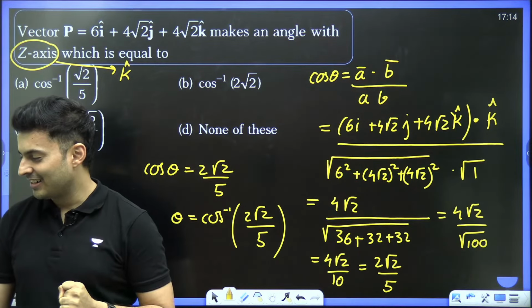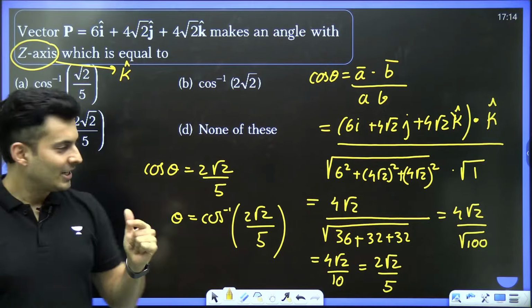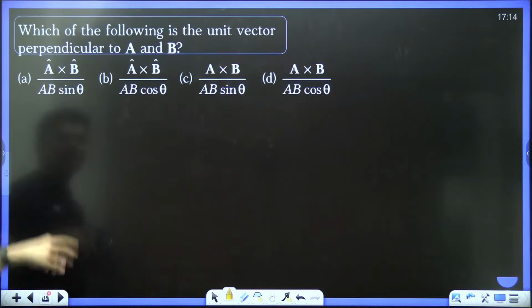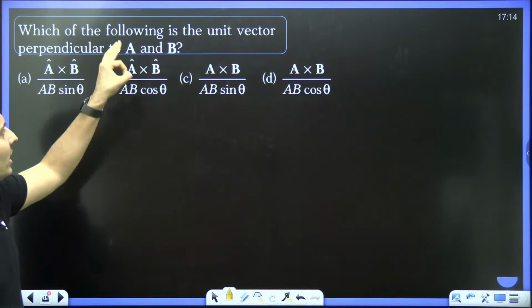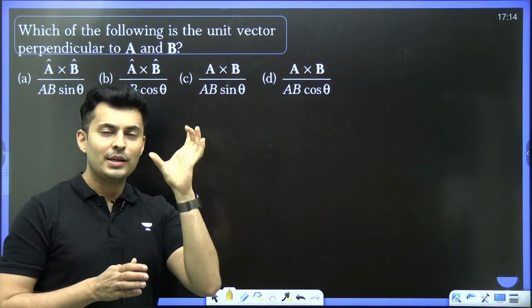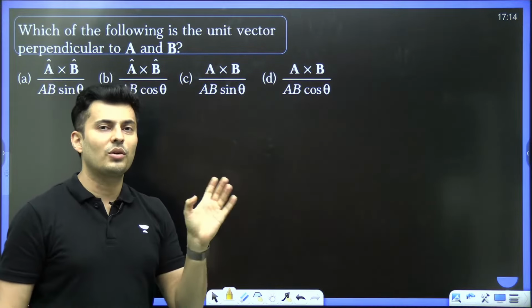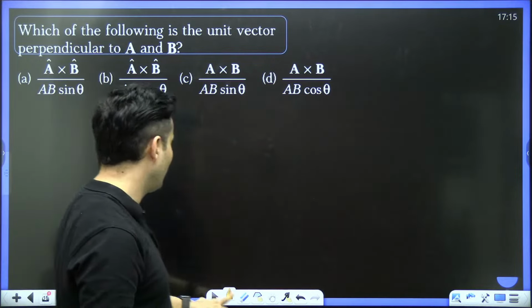All right, let's go to the next question. Ready for it? Okay, let's go. Which of the following is the unit vector perpendicular to both A and B? This is very simple, based completely out of the definition of cross product, my dear warriors.